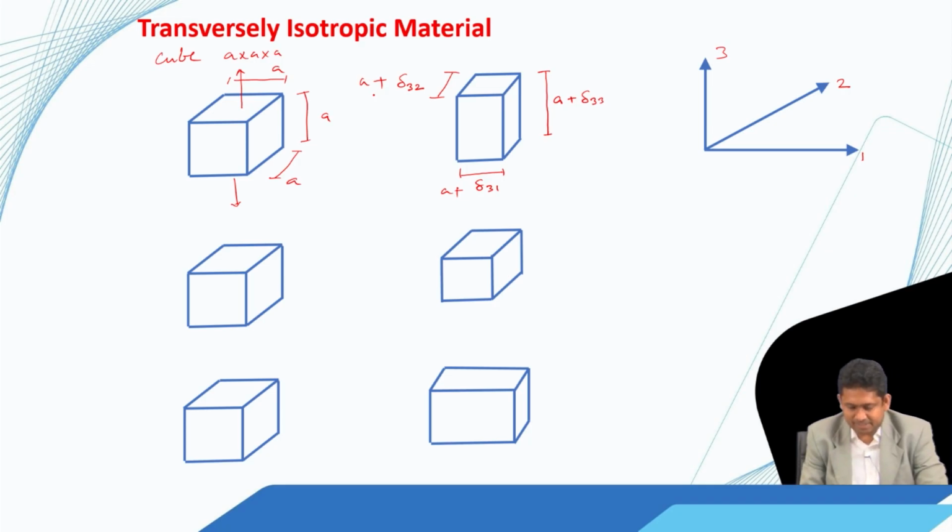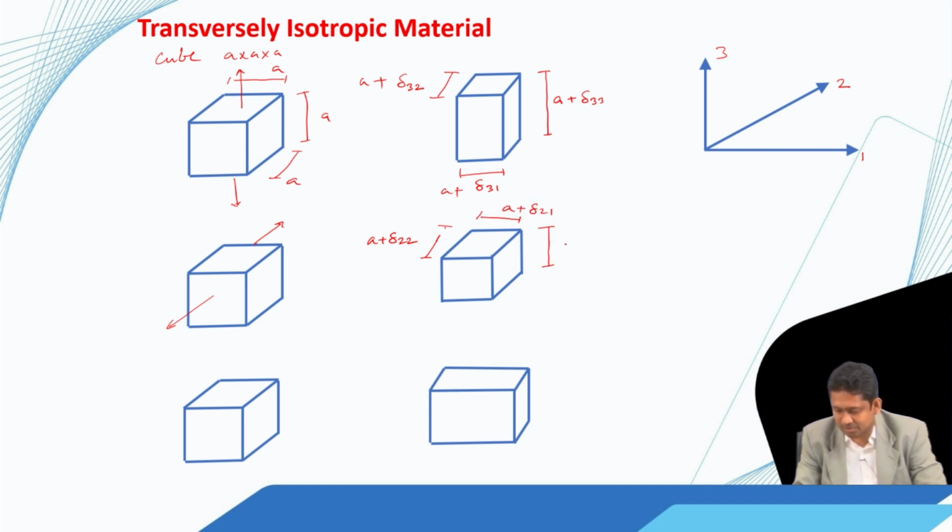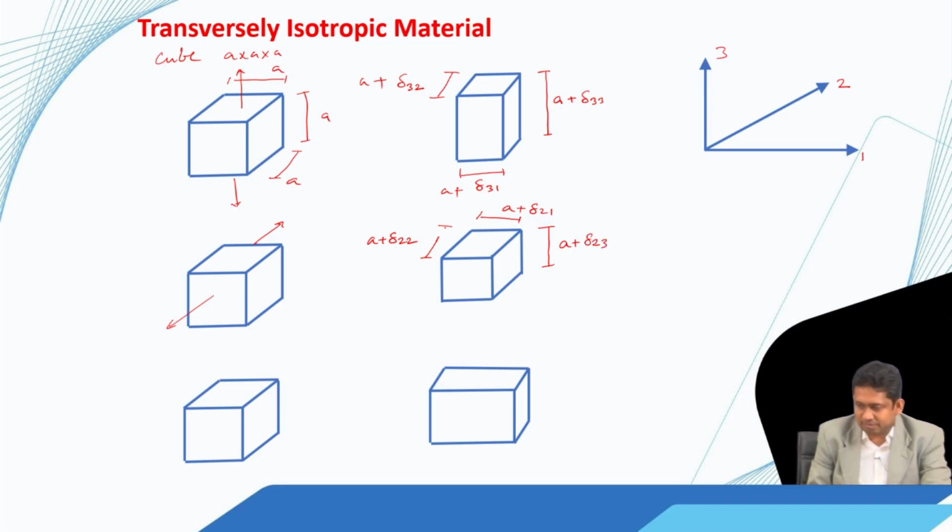Now, let us say that this same cube is loaded in direction 2. If that is so, then the dimension along 2 becomes A plus delta 2 2, the dimension along 1 becomes A plus delta 2 1, and the dimension along 3 becomes A plus delta 2 3. Now, finally, I will load it along direction 1.